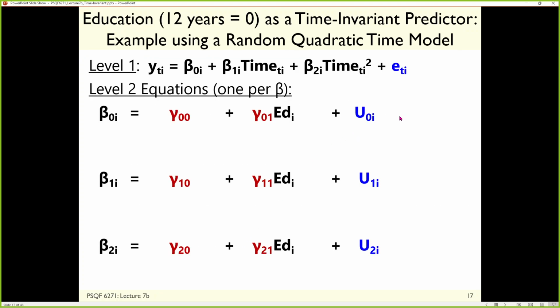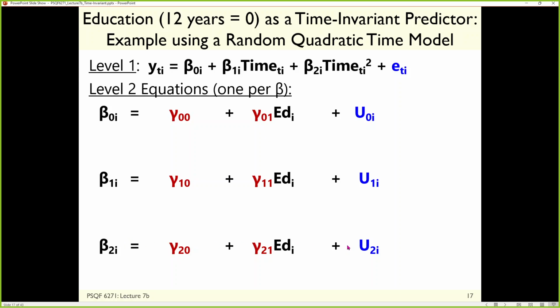So let's introduce it then. First off, education here, let's say that it's centered such that 12 years is the 0 point. And education only gets an i subscript. Why do we think that might be? Because it doesn't vary over time. Likewise, anything in these level 2 equations only has an i. There's no t's up in here.